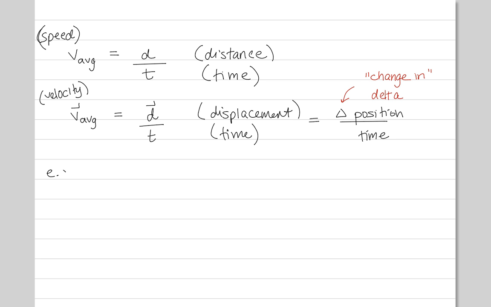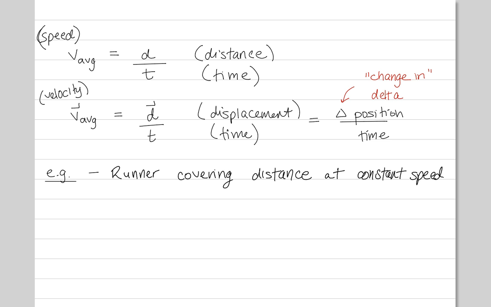Okay, let's do an example. So we have a runner covering distance at a constant speed. So you could just imagine this.